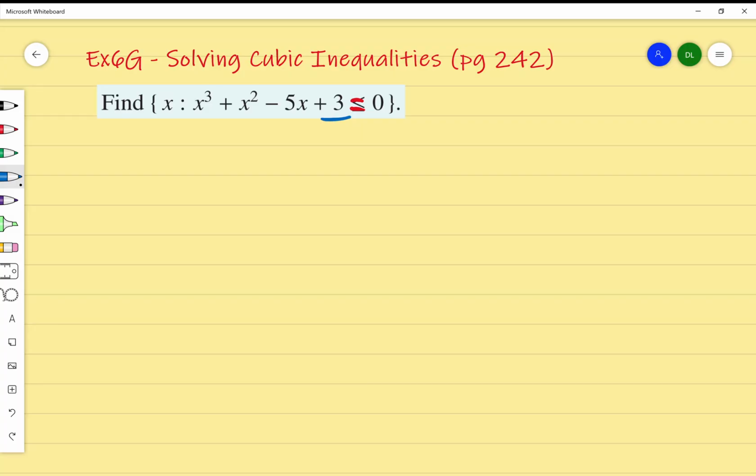So I'm going to look for numbers that are factors of positive 3. What are the factors of positive 3? 1, -1. Good. And positive negative 3. Lovely. I'm going to start with the easiest one. Let's just do 1. So I'm going to put P of 1, which gives me 1 cubed plus 1 squared minus 5 times 1 plus 3.